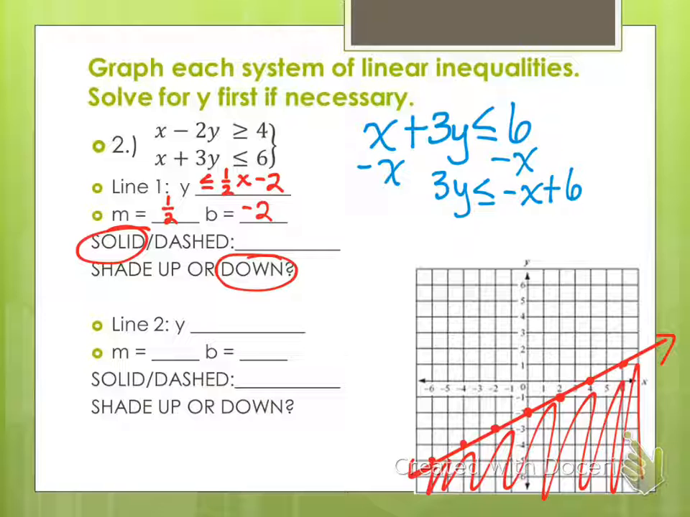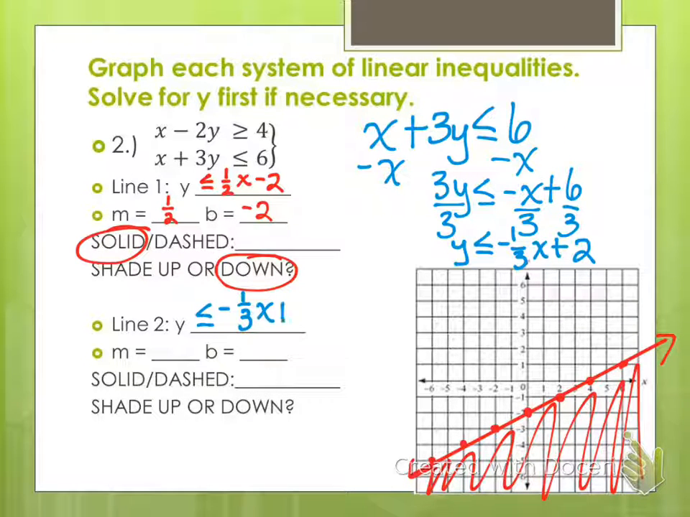What else do I have to do, Shannon? Very good, we divide by 3. That leaves us with y is less than or equal to -1/3 x plus 2. Okay, notice I did not flip the symbol this time because I divided by a positive, not by a negative. So -1/3 x plus 2.